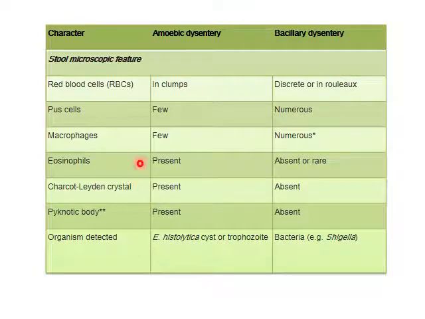And the last differences, that are the microscopic features of the stool. The red blood cells in amoebic dysentery are seen in clumps, while they are discrete in bacillary dysentery. There are very few pus cells in amoebic and there are numerous pus cells in bacillary dysentery, as it is caused by a bacteria. There are very few macrophages in amoebic and numerous in bacillary. Eosinophils are present in amoebic dysentery, but they are absent in bacillary dysentery. Again, a very important finding, Charcot-Leyden crystals are present in amoebic dysentery while absent in bacillary dysentery.